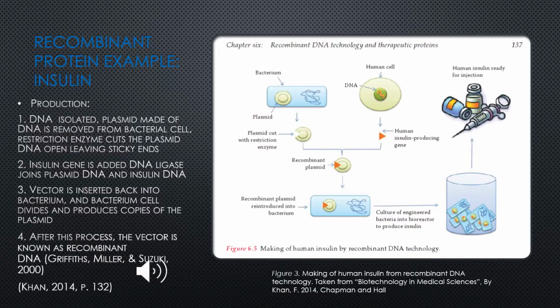Following this, the vector is then inserted back into the bacterium, and the bacterium cell divides and produces copies of the plasmid. After this process, the vector is now known as recombinant DNA. So this is how the recombinant bacteria uses the gene to produce human insulin. The insulin is then harvested by scientists from the bacteria before being purified and administered to patients.